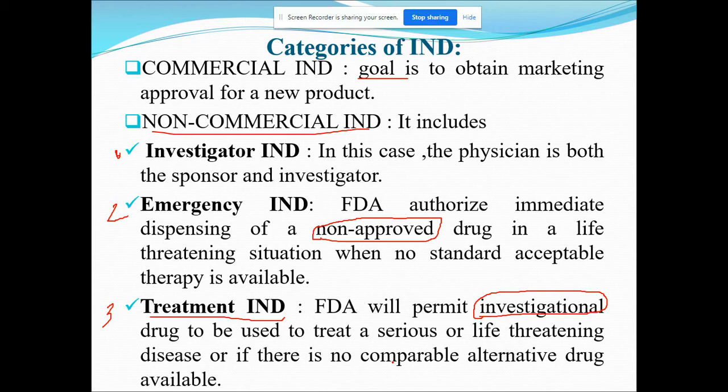So student, try to understand the categories of the IND. Basically, there are two categories of the IND.